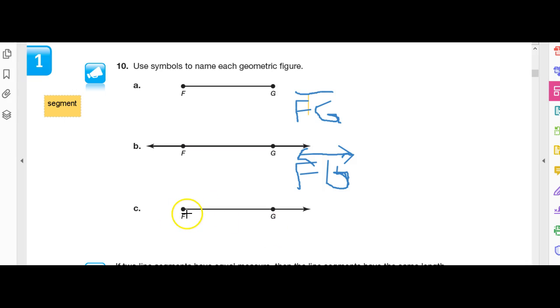Then down here we have ray FG, so we would do the F and the G, and my computer's having a hard time keeping up. So ray FG, okay? And that's the difference: segment FG, line FG, ray FG. It's expected that you know these, for sure, that you know what we're doing here.